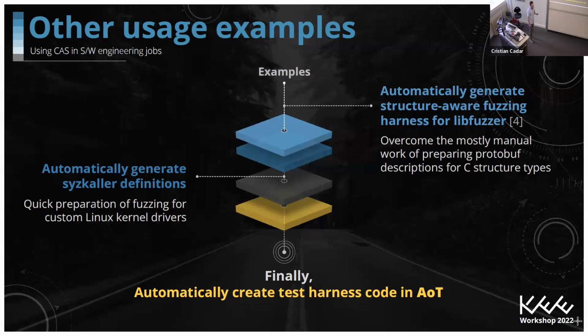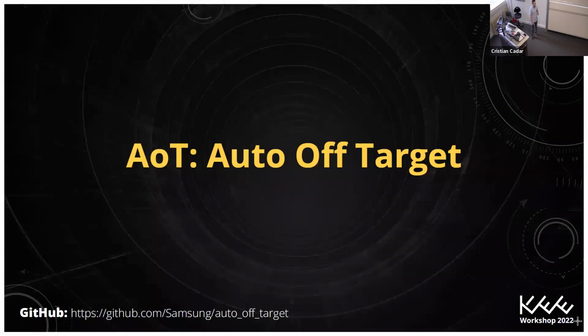So for example, you can automatically generate structure-aware fuzzing harnesses for libFuzzer, and also automatically generate syscall definitions. Both of these tasks are normally manual, but you can automate them with FTDB. And finally, we can also use it to automatically generate test harnesses in C with AoT, which brings us to our second project, the Auto Off Target.